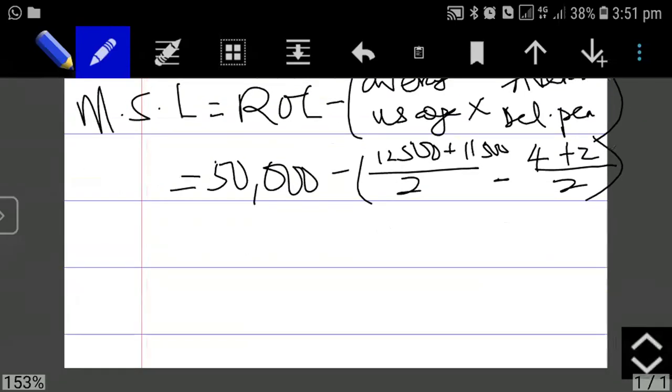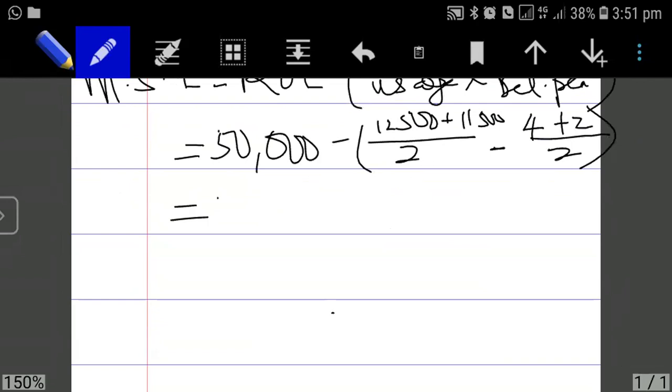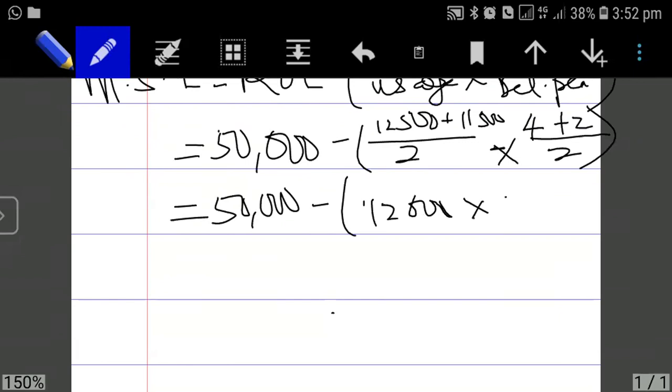So from here, as you can see, we have 50,000 minus 12,000 plus 12,500 plus 11,500. We give us 24. 24 divided by 2, we give us what? 12,000. This is times 2. We give us 12,000 times 4 plus 2 is 6. 6 divided by 2, 3.